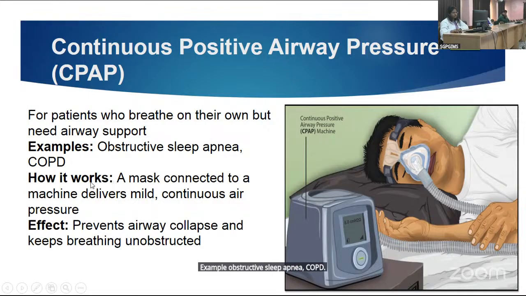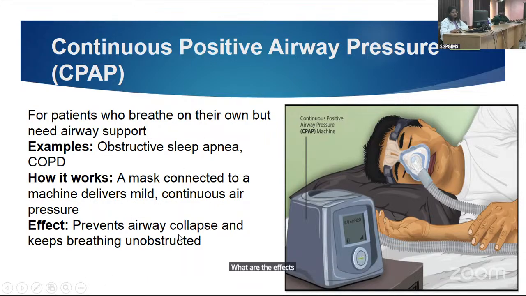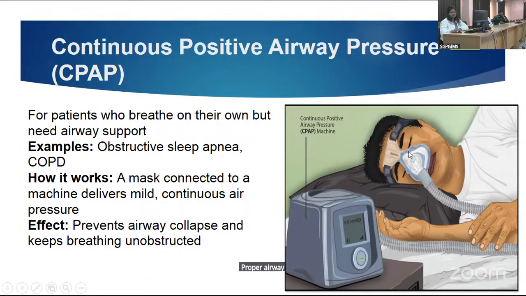How does it work? It has a mask connected to a machine, which delivers mild and continuous air pressure. What are the effects? It prevents airway collapse and keeps breathing unobstructed. See, this is the machine, and this is the mask connected to this machine, which is providing the proper airway to the patient while he is asleep.